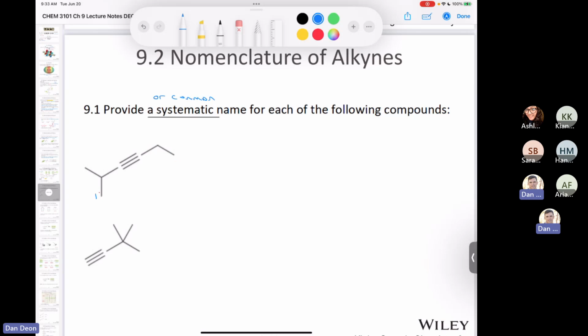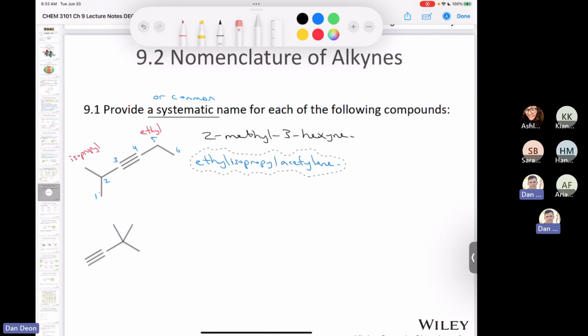So we've got 1, 2, 3, 4, 5, 6. So we've got a 2-methyl 3-hexyne. So we would call this 2-methyl-3-hexyne. But we could also name it as an acetylene derivative. Right here we have an isopropyl group, and here we have an ethyl group. So you could call it ethyl isopropyl acetylene. That would work too. I was supposed to use blue, wasn't I? Let's switch that up. There we go. All right.